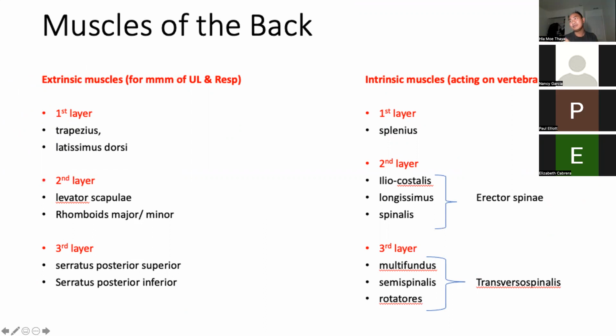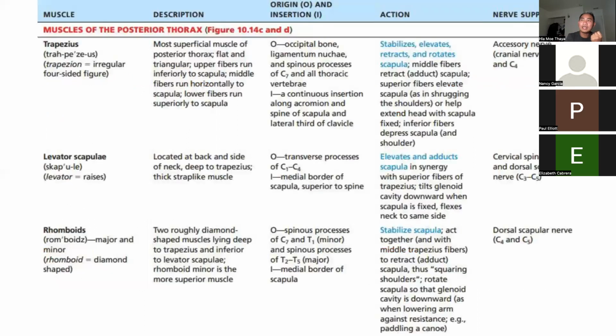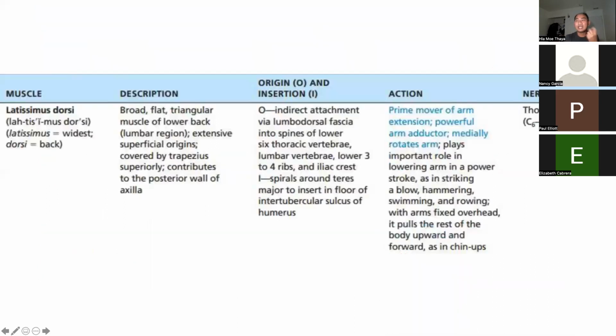Let's not go into the intrinsic muscles of the back, because we will talk about them when it comes to the muscles of the back. So now let's get back on track. We were talking about the trapezius, levator scapulae, rhomboids, and latissimus dorsi: latissimus meaning wide, dorsi meaning back, wide, broad muscles in the back. Hey, the name is so good.